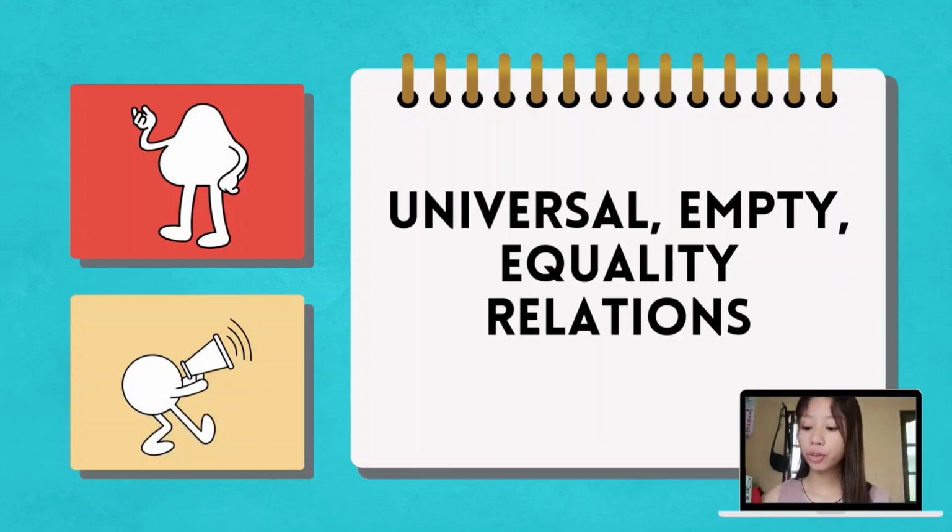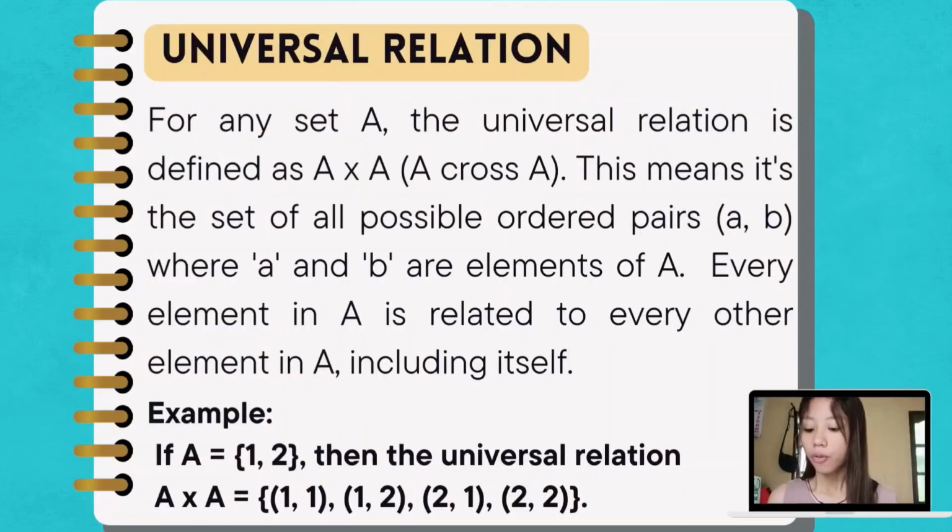So now, let's proceed to universal, empty, and equality relations. Let me define first the universal relation. For any set A, the universal relation is defined as A cross A. This means it's the set of all possible ordered pairs, where every element in A is related to every other element in A, including itself. So here is the example. If A contains the elements 1 and 2, then the universal relation A cross A contains the ordered pairs (1,1), (1,2), (2,1), and (2,2).